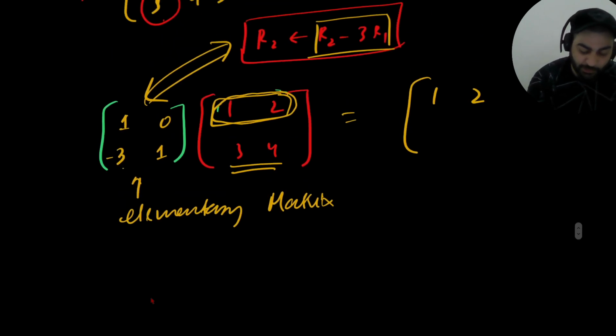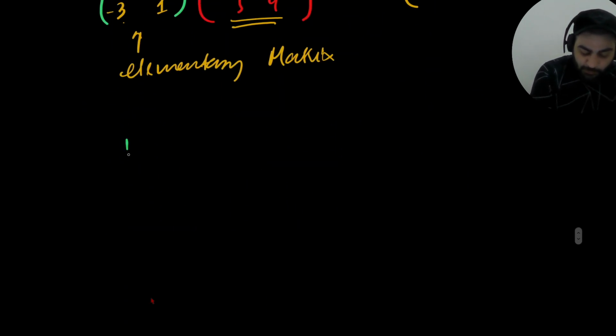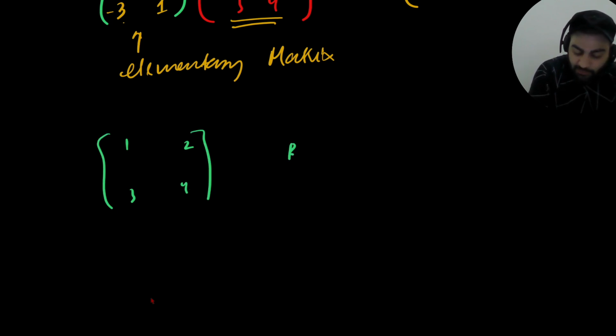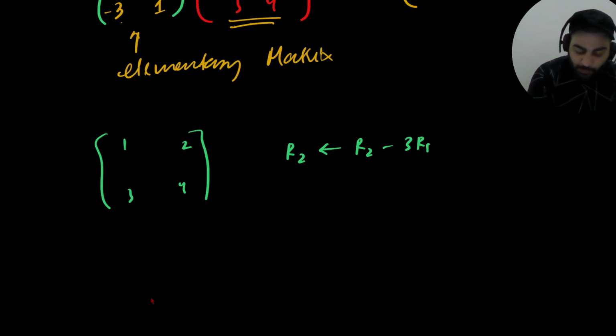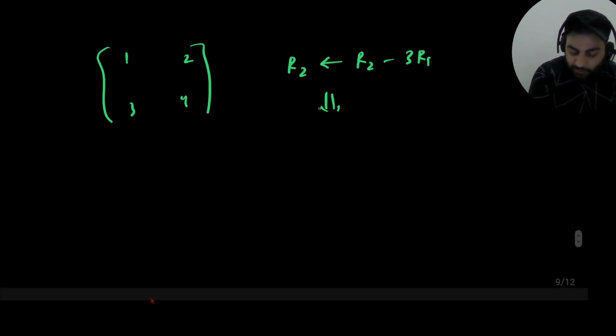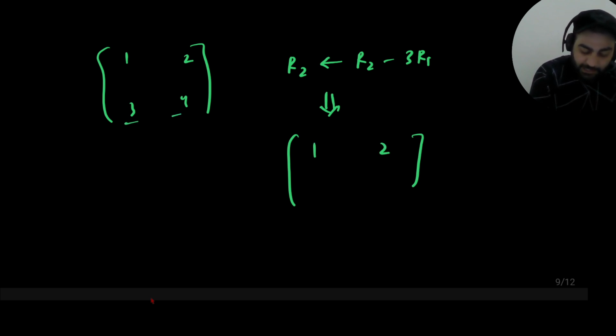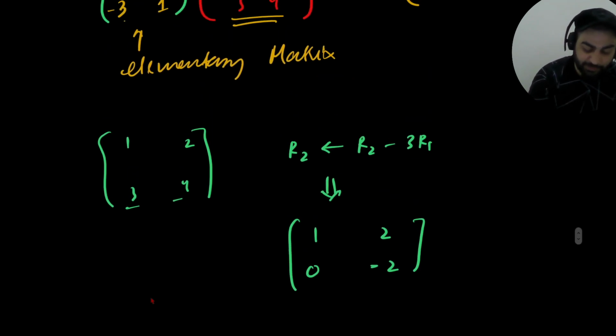So here the matrix was 1 2 3 4. The operation that we performed was R2 basically should give R2 minus 3 times R1. If you perform this operation, the first row will remain as it is, and for the second row, 3 minus 3 is 0. Again, 3 2s are 6, 4 minus 6 is basically minus 2. So this should happen. So again I created this elementary matrix out of that.